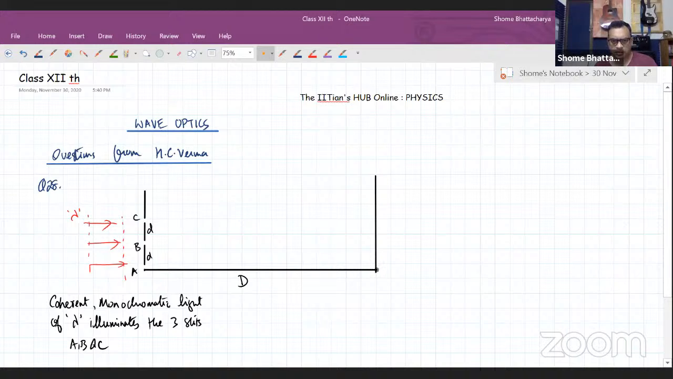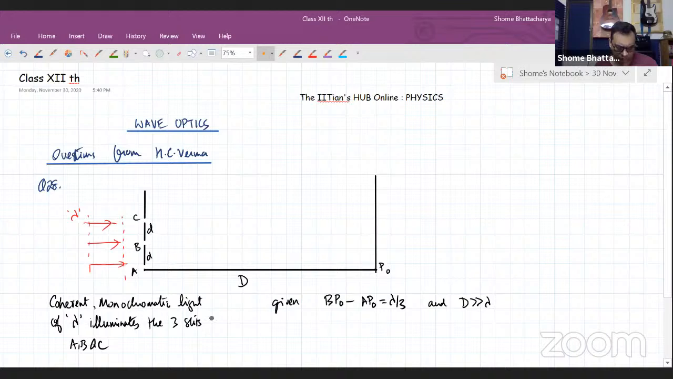Now this point on the screen here is labeled as P0. Okay. So it is given that the distance BP0 minus the distance AP0 is lambda by 3. So this is lambda by 3, and also given that capital D is very large compared to lambda, which means that small d is also very small compared to lambda automatically. Okay.